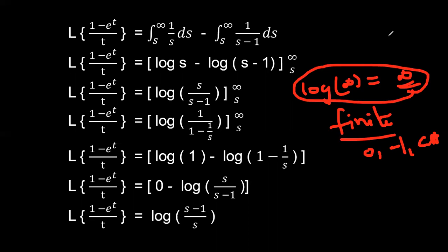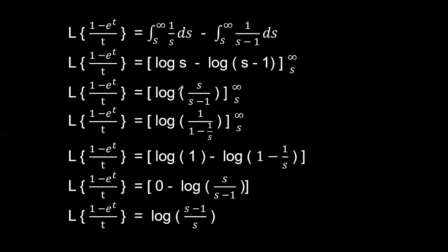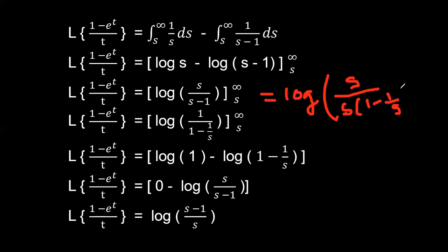For that purpose, what do we have to do? We have to simplify this function. How are we going to simplify this function? That is equal to log of the numerator, you will have the s. In the denominator also you have to take the s term as common. So if you take the s term as common, s into 1 minus 1 by s. Okay, 1 minus 1 by s.